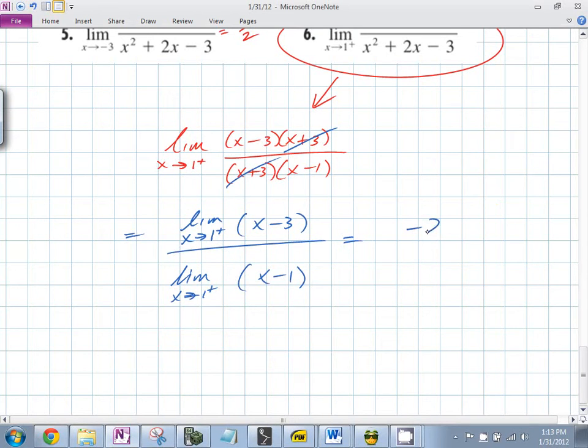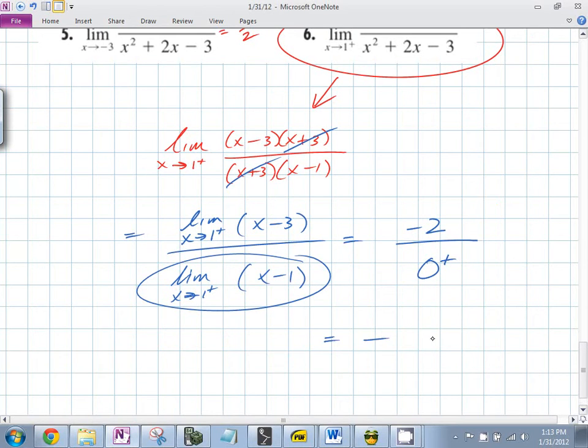Does it stay positive or negative along the way? You're starting from the right of 1, so you're taking a number that's greater than 1 and you're subtracting 1. So this is going to 0 from the right, so it's always going to be positive. What is negative 2 divided by a really, really small positive number? Negative infinity.